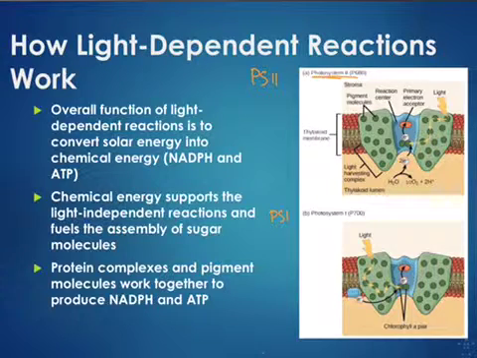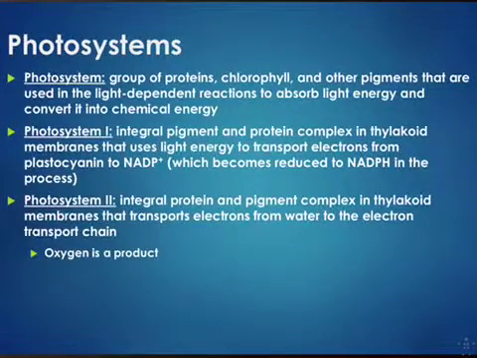However, photosystem 1 was discovered before photosystem 2, hence the flip-flop of the 1 and the 2. Okay? Yes, 2 to 1. Just count backwards. Okay? So each photosystem is a group of proteins, chlorophyll, and other pigments that are used in the light-dependent reactions to absorb light and energy and convert it into chemical energy.